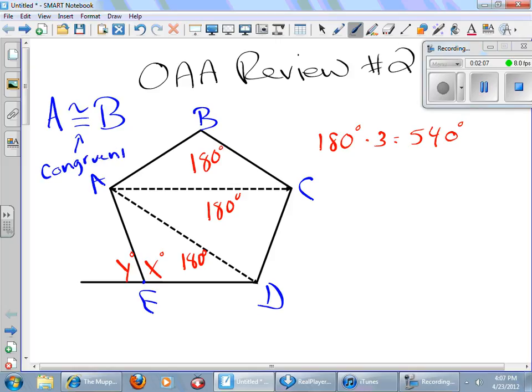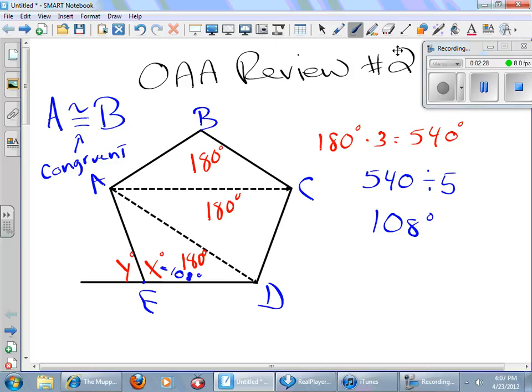If the total number of degrees is 540 and there are 5 angles and all the angles are congruent to each other, I can just take the 540 and divide it by 5. That comes out to be 108 degrees. That means that X must equal 108 degrees.